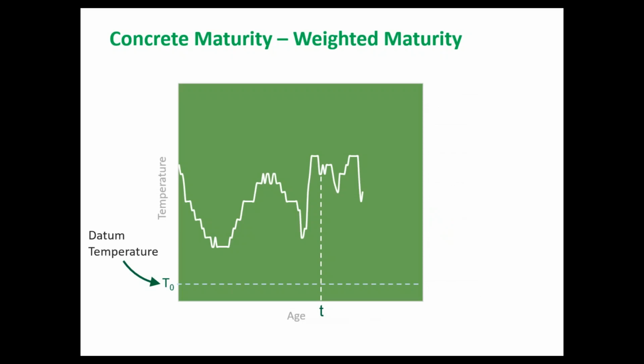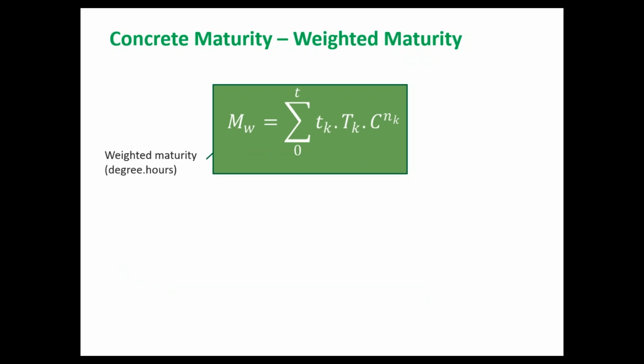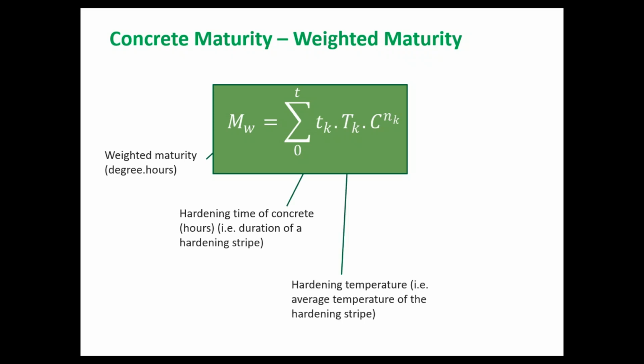The third equation is not mentioned in the ASTM. The first two are part of the ASTM standard. The third equation is mostly adopted in the European market, and it's called weighted maturity. Again, the same way, we're taking the temperature profile of concrete. We have a datum temperature, and we calculate the weighted maturity index based on this equation, where we have the maturity index or weighted maturity. TK is the hardening time of concrete. T capital K is the hardening temperature. And there's a parameter called the C value of cement.